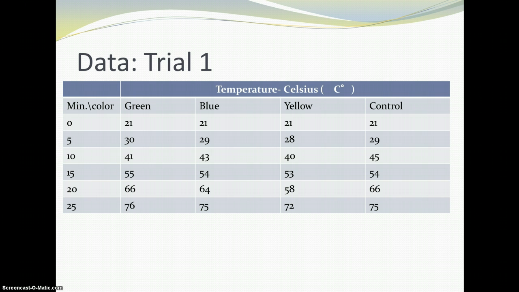On minute 20, green went up to 66, blue went up to 64, yellow is starting to slow down at 58, while control went to 66. On minute 25, the final marking period and recording of my data, the color green got 76 degrees Celsius, while blue got 75 degrees Celsius, and behind them, out of all of them, the lowest temperature so far would be yellow at 72 degrees Celsius, while the control went to 75 degrees Celsius.